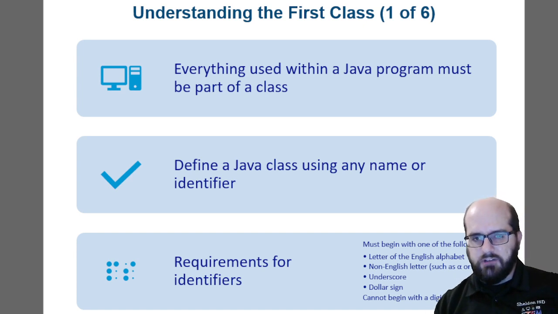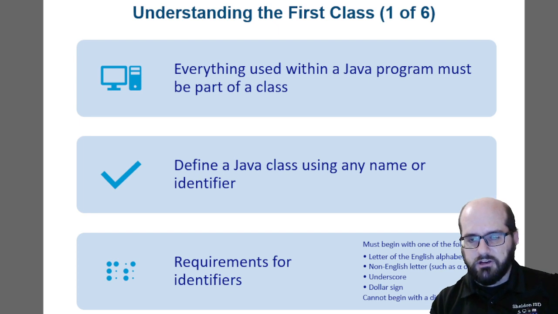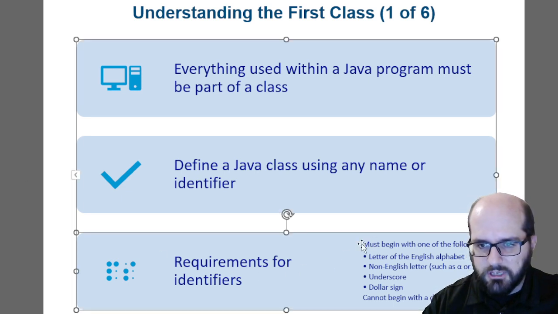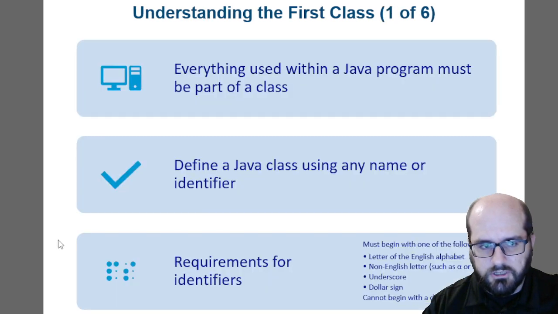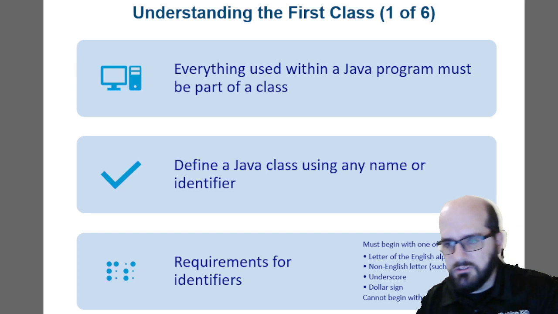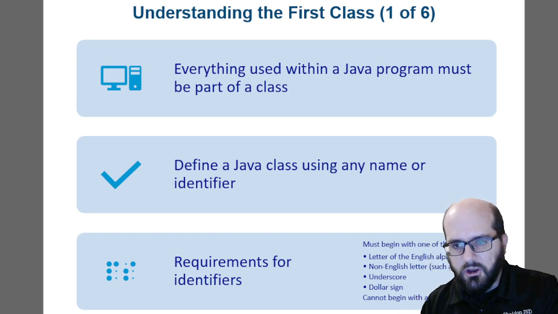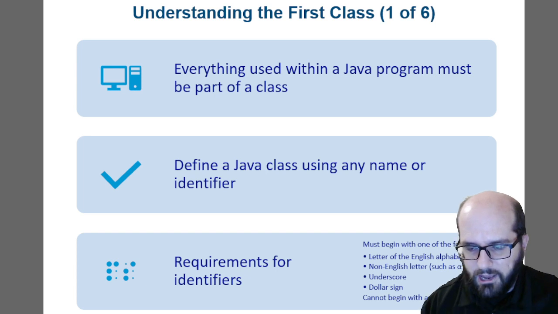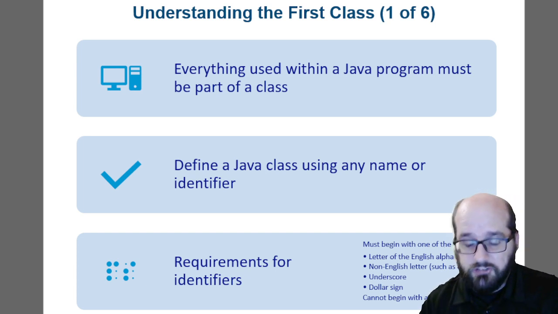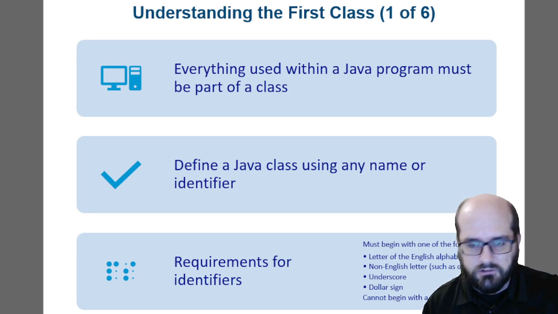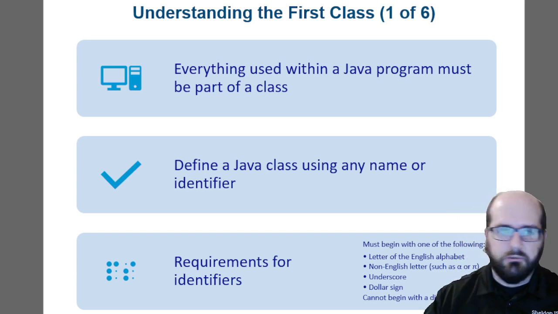We can define a Java class using any name or identifier that you choose, but there are requirements for those identifiers. Requirements for identifiers: I want you to see this real well. Hopefully you can read it. They must begin with a letter of the English alphabet or a non-English letter such as alpha or pi or a kanji letter in Japanese. They can begin with an underscore or a $ sign, but they cannot begin with a digit.